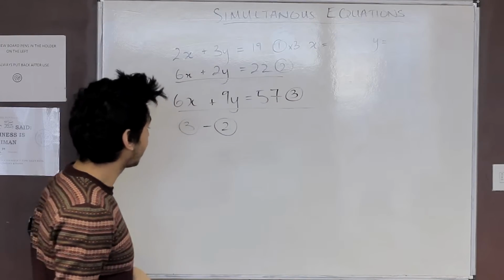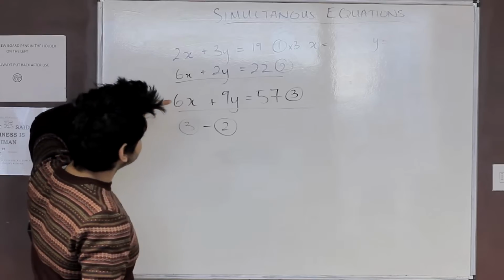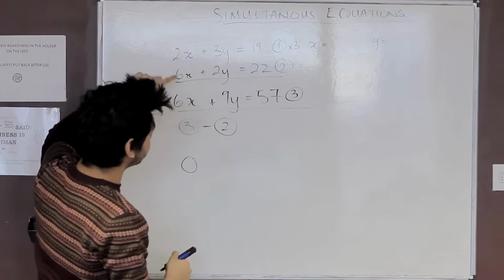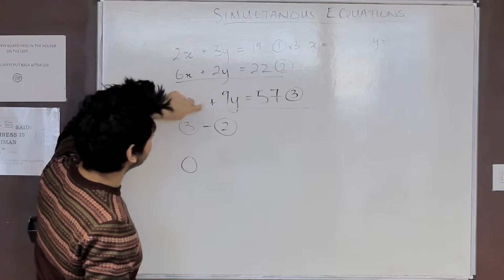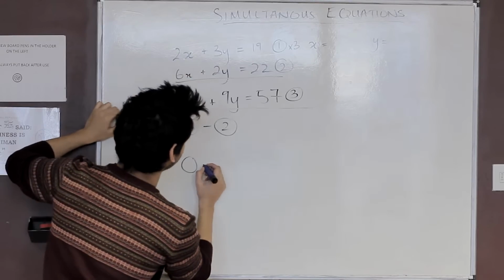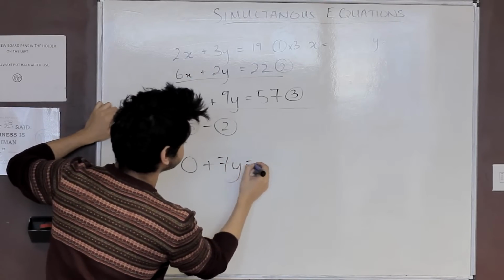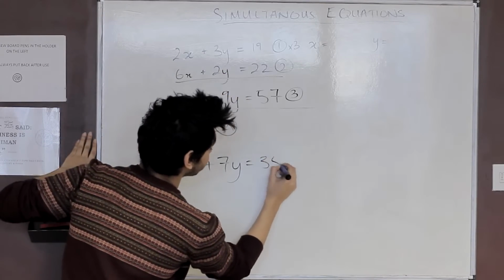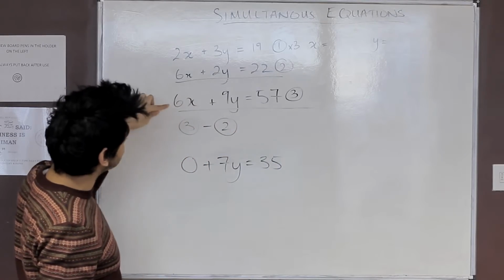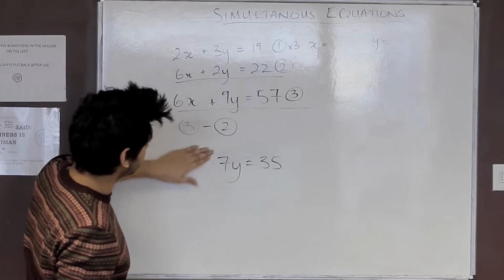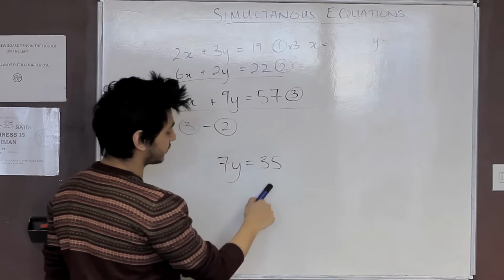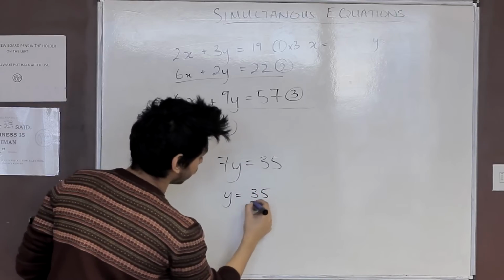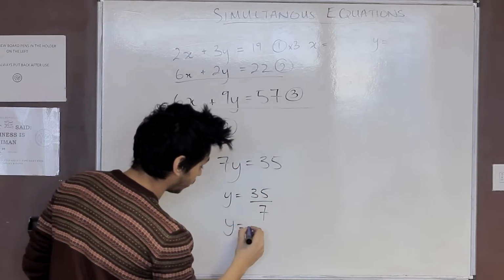Let's perform this and see what happens. If we do 6x, take away 6x, we get a 0. This is how we've eliminated our x variable. Now if we look at the two y variables, 9y, take away 2y, gives you 7y. And if you do 57, take away 22, that gives you 35. As you can see here, we've eliminated our x variable. So this we can just ignore, and all we have left is 7y equals 35. The next step would be to rearrange this to get 35 over 7. This works out to be y equals 5.